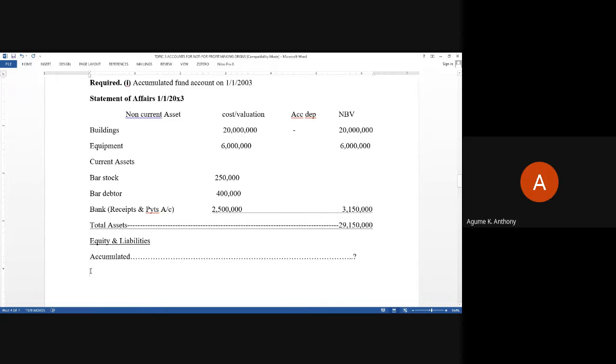So I go, do I have any non-current liabilities? No, I don't have any non-current liabilities, but I have current liabilities. So current liabilities, I have bar creditors. The figure for bar creditors is 650.